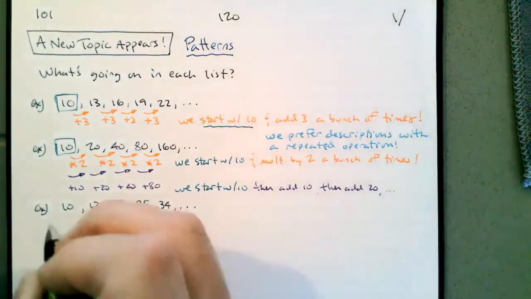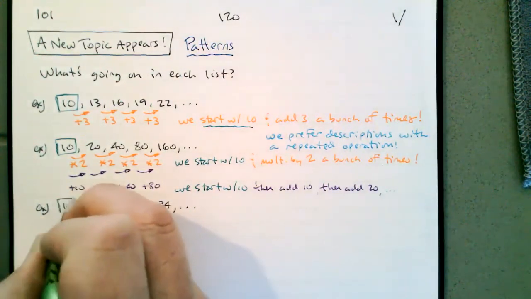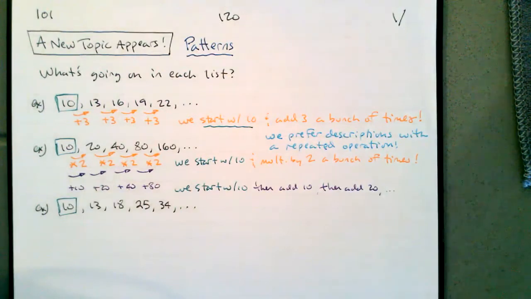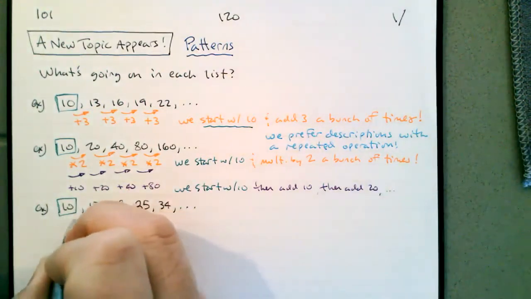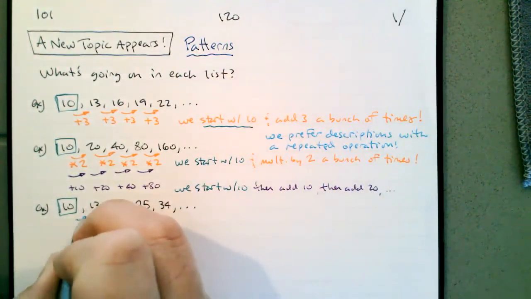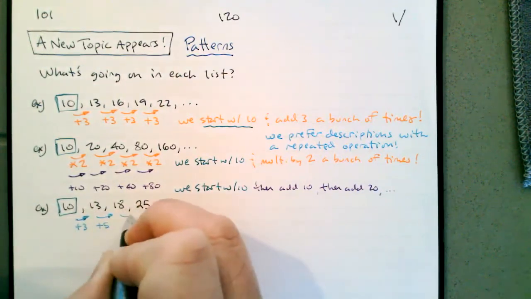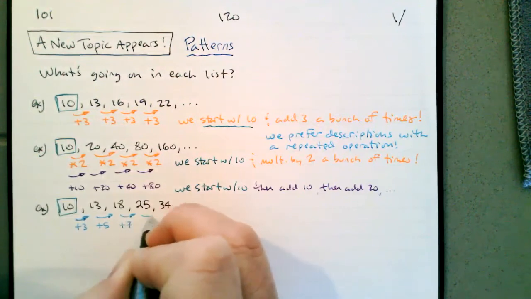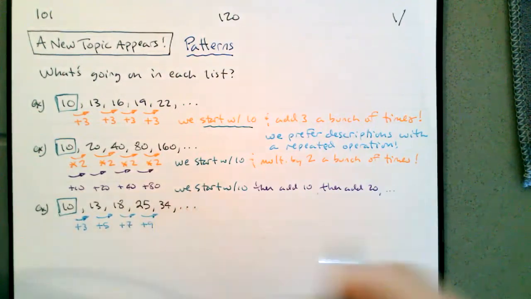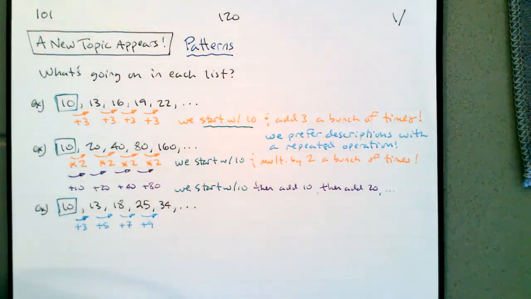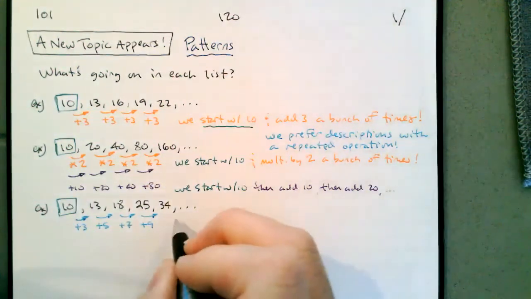So we might still describe this as starting with 10, but we're adding, we start off, we added 3, and then we added 5, and then we added 7, and then we added 9. So we're not adding the same amount each time, but we notice a pattern in the amount that we're adding.